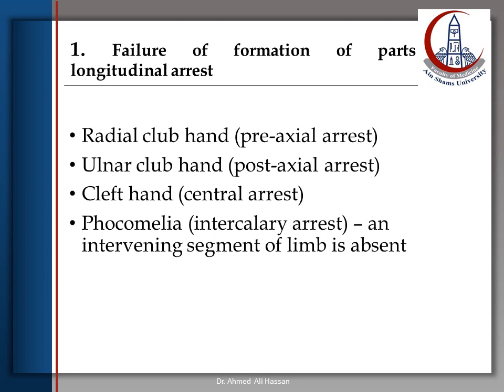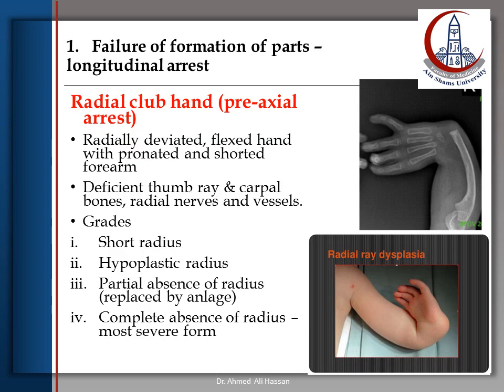In between is the phocomelia, intercalary arrest, where an intervening segment of a limb is absent. That means the hand is present and the forearm is present, and a variable distance of the forearm is absent. Okay, it's the phocomelia. The four mentioned types are called longitudinal arrest: radial club hand pre-axial, ulnar club hand post-axial, cleft hand central arrest, and phocomelia.